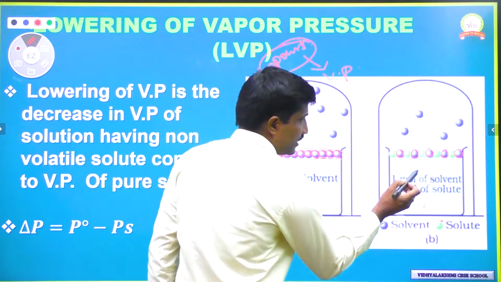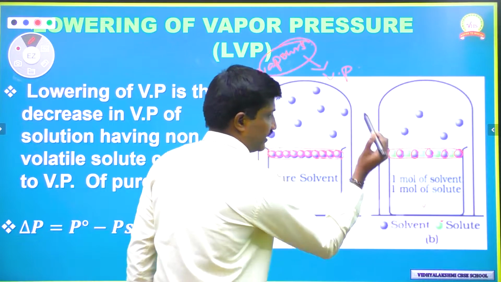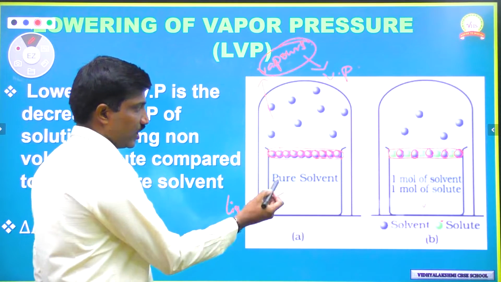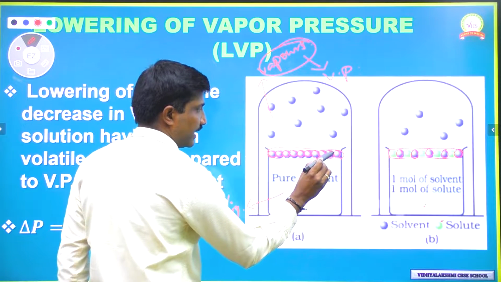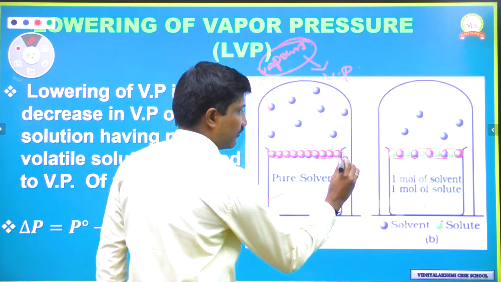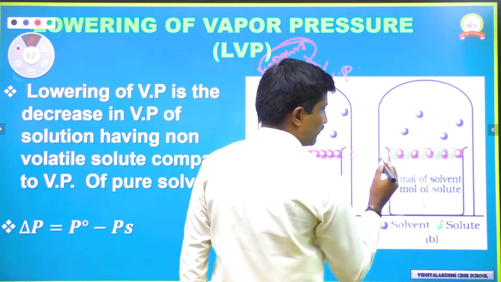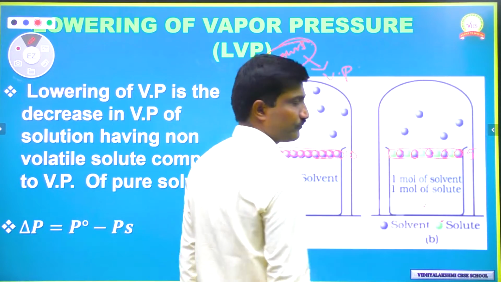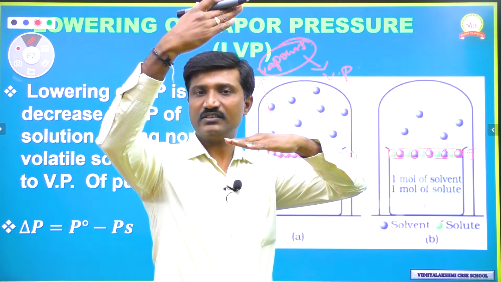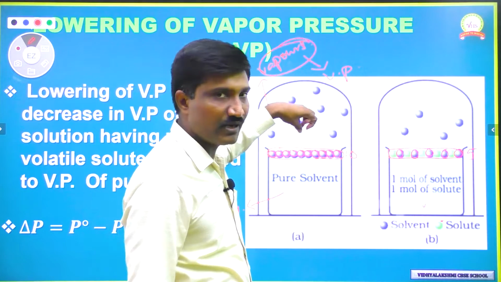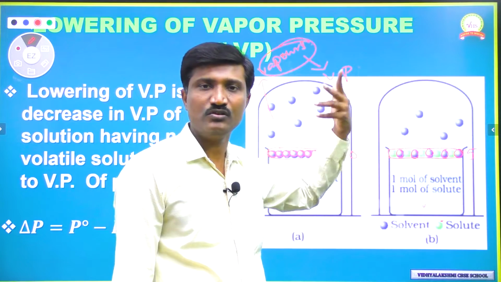Now, if we compare the number of solvent molecules on the surface, if we see clearly, here how many solvent molecules are there? 1, 2, 3, 4, 5, 6, 7, 8, 9, 10. So 10 molecules are present on the surface. But in this case, 1, 2, 3, 4, 5 only are present on the surface. When the number of solvent molecules on the surface is more, the vaporization is more, so more vapor molecules are present above the liquid. So the pressure exerted by those vapors is also more.